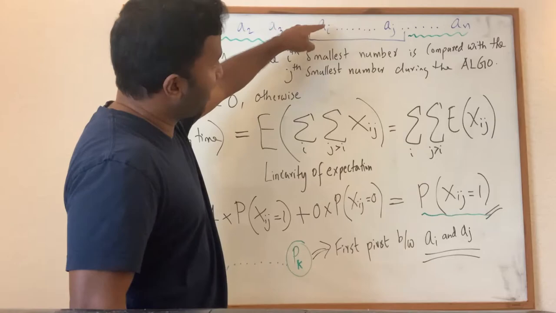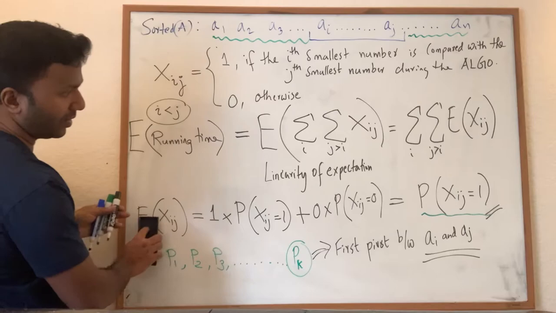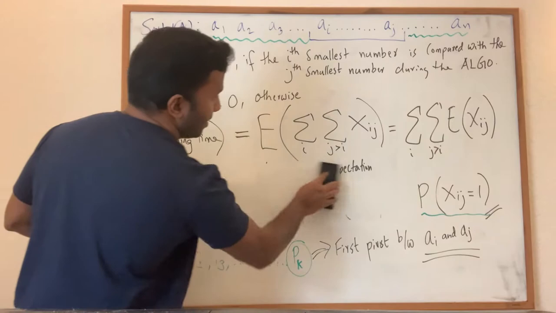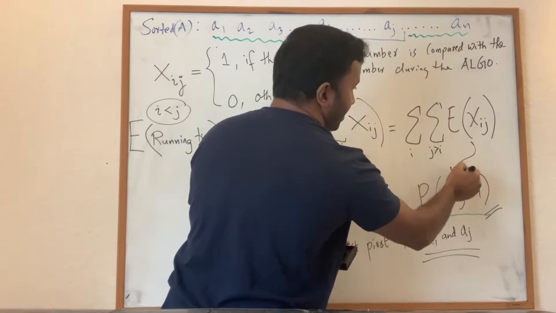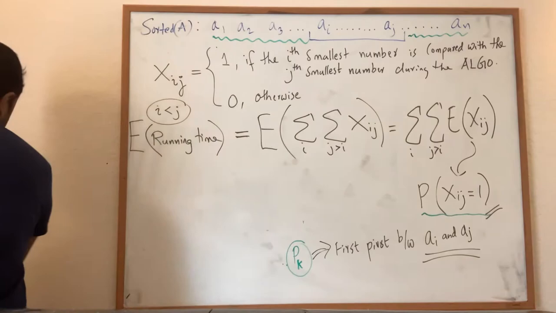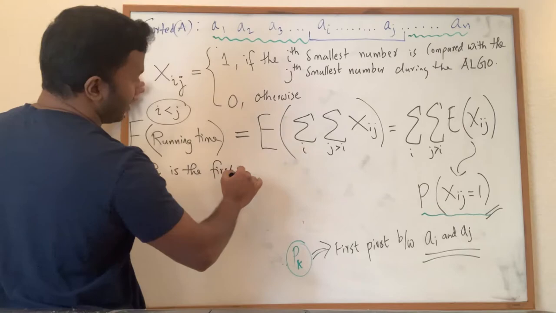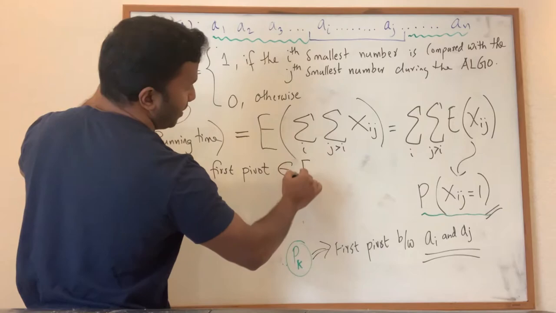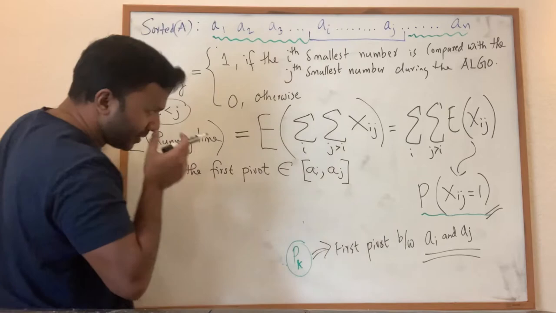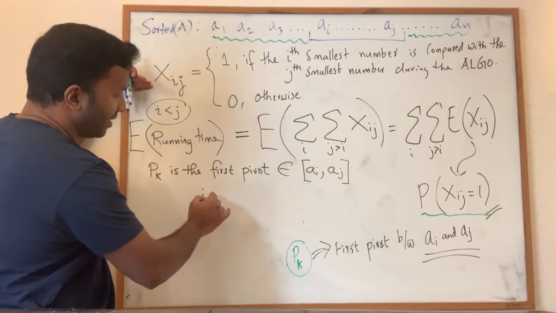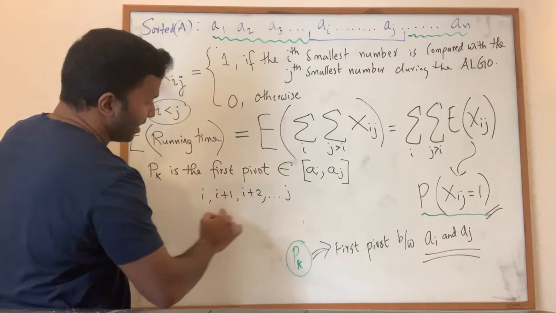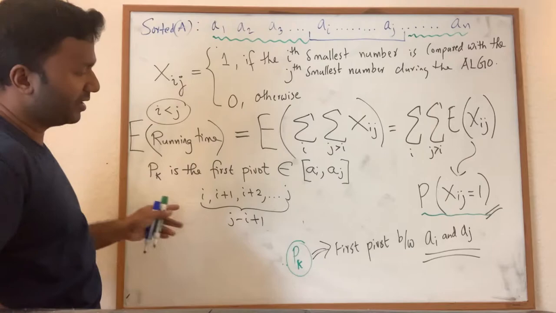So now that I have expressed this much, essentially this quantity is the same as this, which we established. So there are three possibilities. Pk is the first pivot between Ai and Aj. Between Ai and Aj, how many numbers are there? i plus 1, i plus 2, dot, dot, dot, j. So we have j minus i plus 1 different numbers.